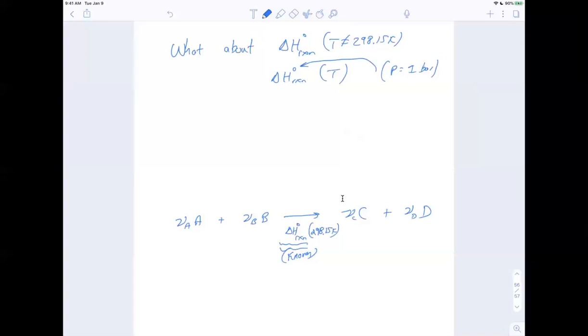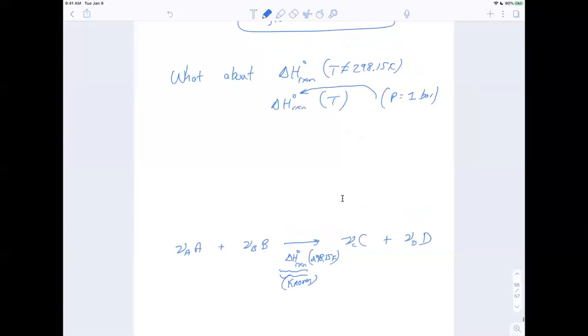Okay, you can use tabulated values of enthalpies of formation, so you know how to get that at 298.15 K. The question now is, what is nu sub A A plus nu sub B B goes to nu sub C C plus nu sub D D. And now we have delta H reaction at T. And T is some other temperature that is not equal to 298.15 K.